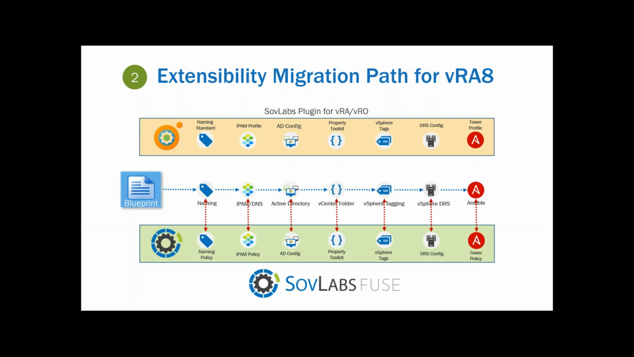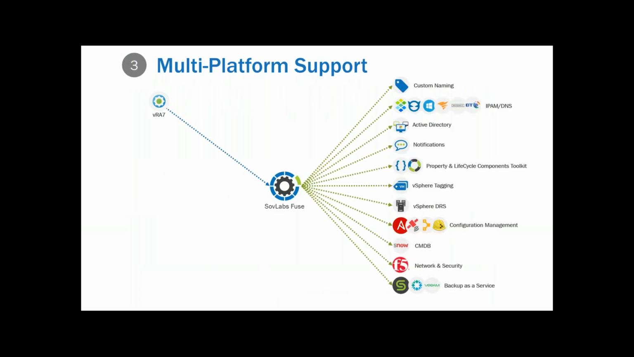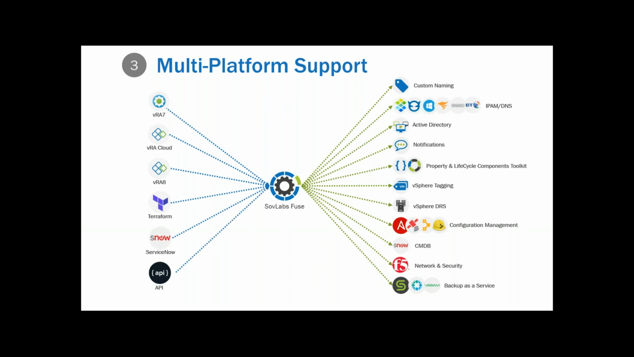And once that's migrated over, now everything's consuming from the new platform, and we see something like this, where vRA 7 is now able to consume all those different integrations that it was consuming from embedded vRO from an external platform that performs the same integrations. But the beauty of it is now we can point other things to it as well. vRA Cloud, vRA 8, Terraform, ServiceNow, or even just do straight up API calls. So there's a lot of benefits to this model.